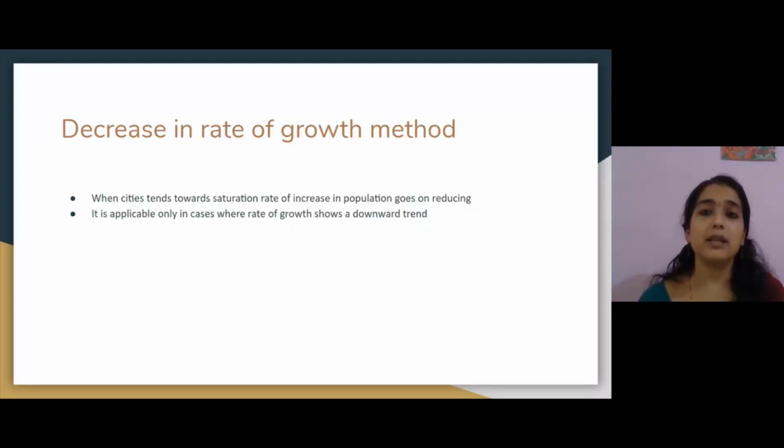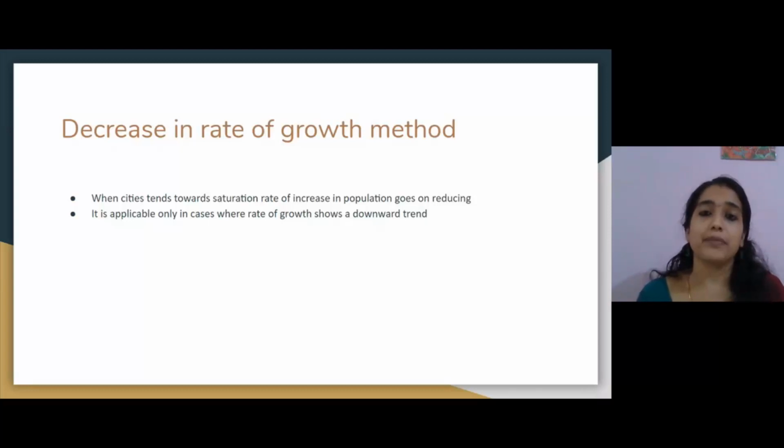In the arithmetical increase method and geometrical increase method, we assumed that dP by dt is equal to a constant. In the incremental increase method, we considered dP by dt equal to an increase in population. The graph is growing, with maximum growth in the third region, the middle portion. In this method, the decrease in rate of growth method, we are considering the decreasing rate of growth.